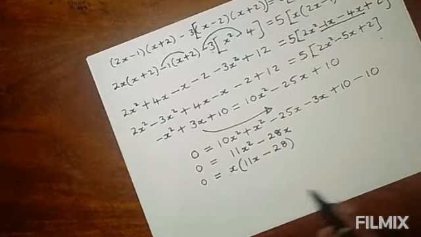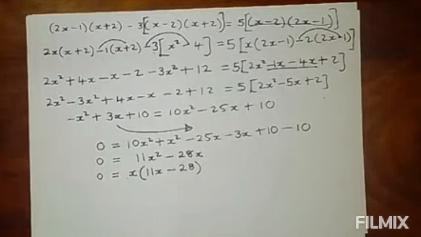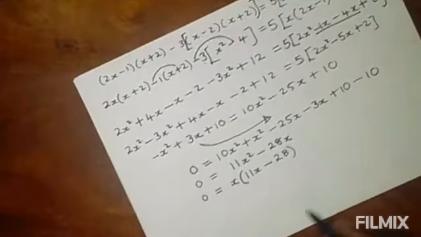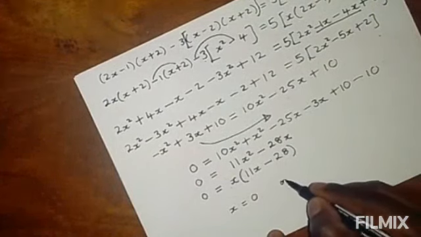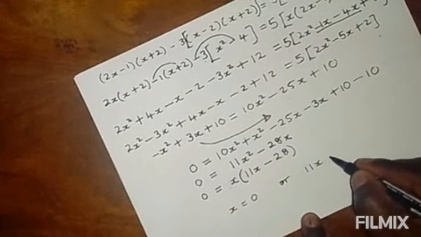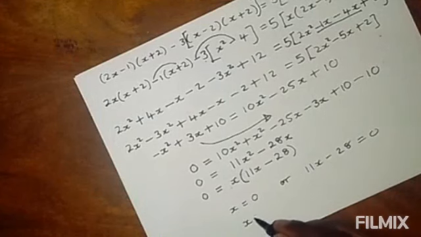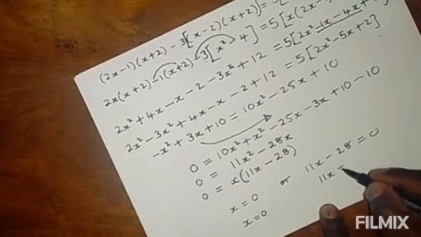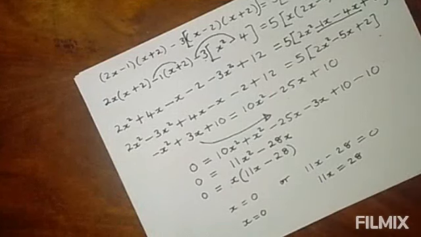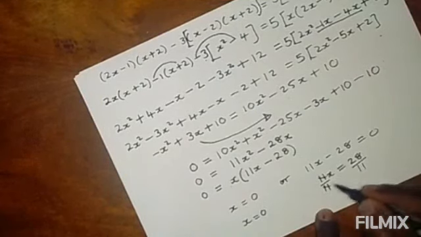So I'm going to come out with two different equations from this. It means that x is equal to 0 or 11x minus 28 is equal to 0. So the first solution is x is equal to 0. Then I'm going to move 28 to the right side, so 28 becomes a positive 28. Then for you to make x the subject, you have to divide both sides by 11.